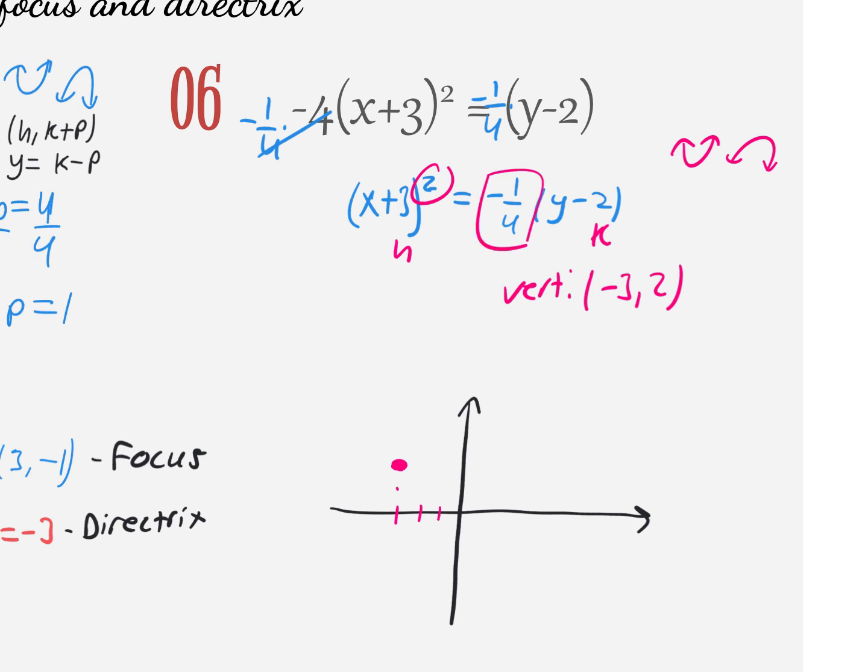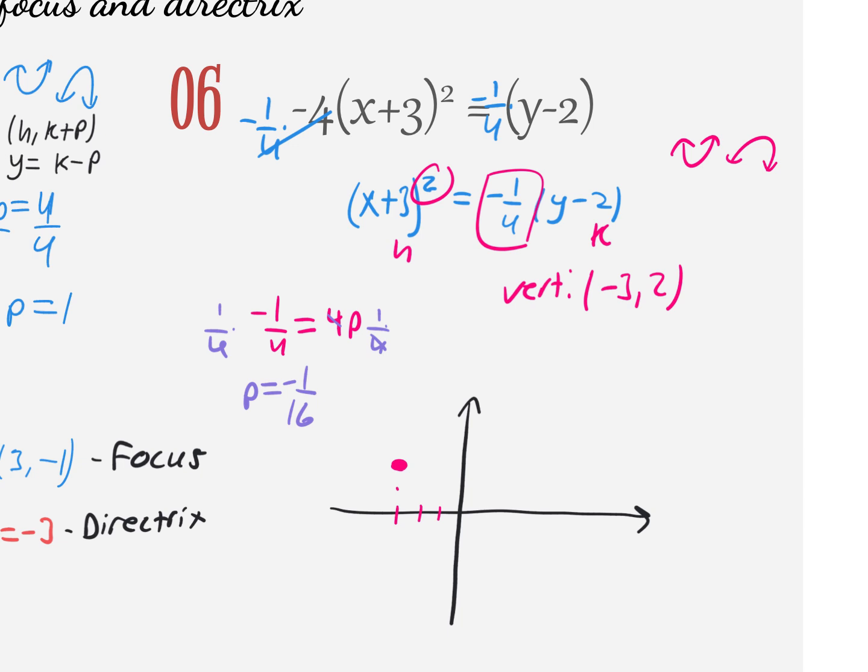Right, so I'm going to take that -1/4, our coefficient, and set that equal to 4p. And then to get our p-value, I'm just going to multiply both sides by 1/4, right, to cancel out that 4. And you get p is -1/16.